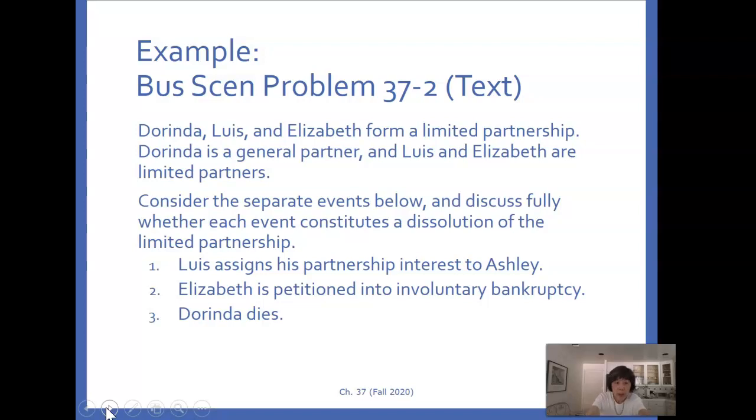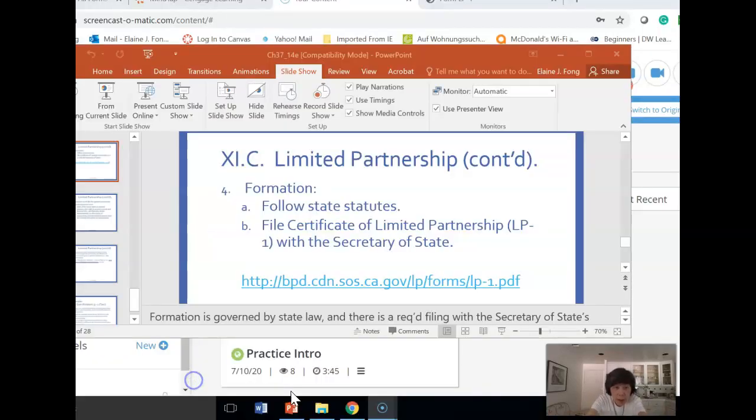All right, that should bring us now to the end of our discussion of Chapter 37. Let me see if I can just close out of this and finish up the video. I know my screen looks kind of messy right now, and I'm sorry about that. I just want you to know that we have finished with Chapter 37 on partnership.